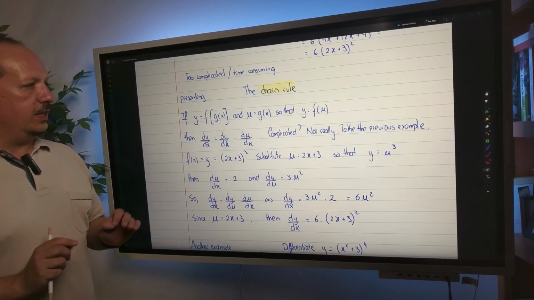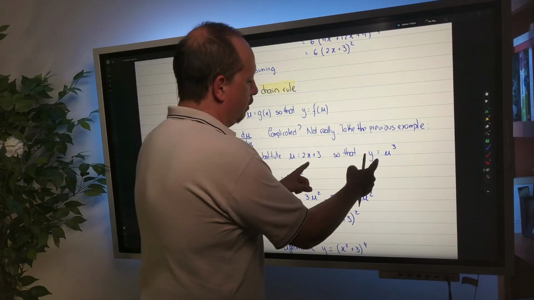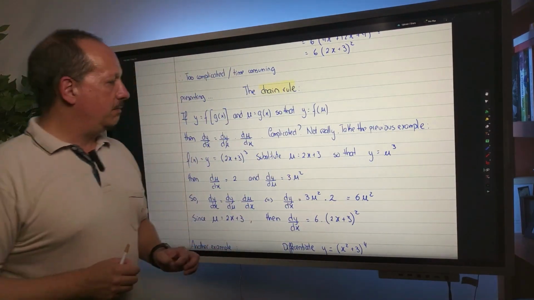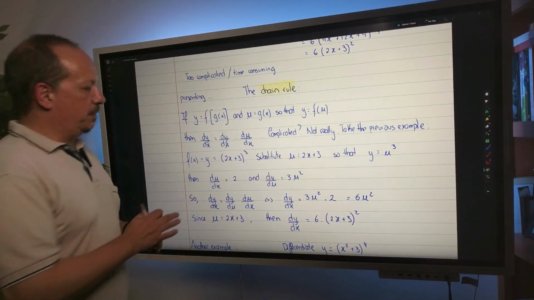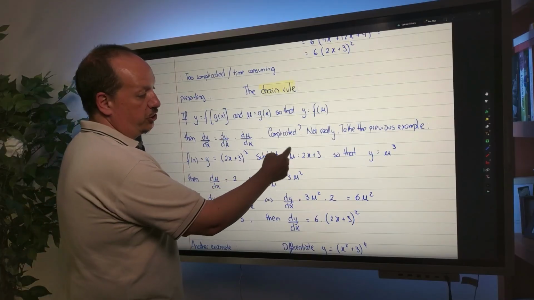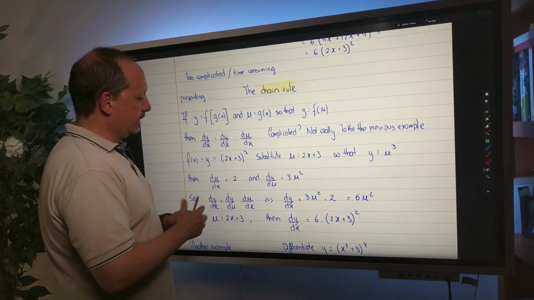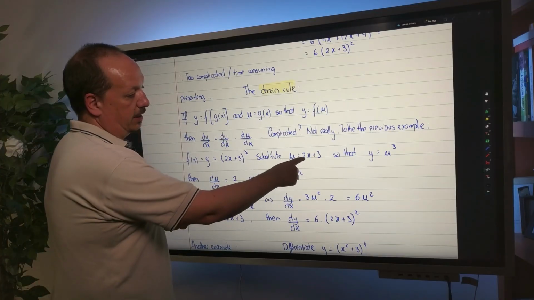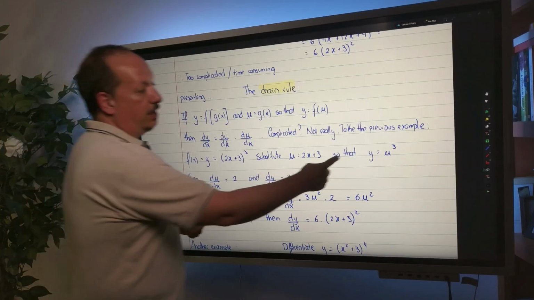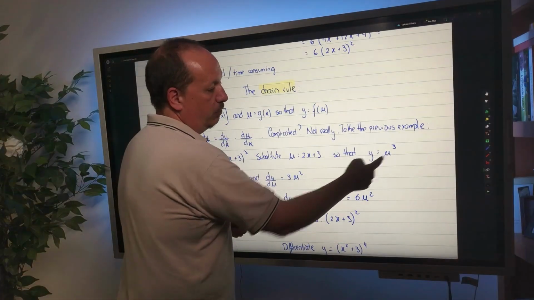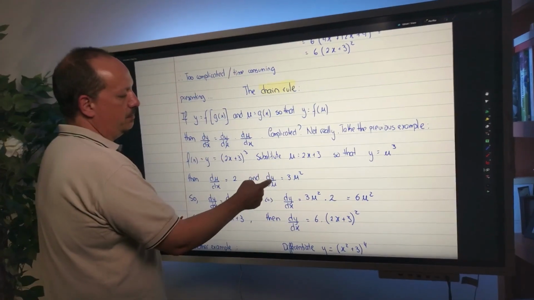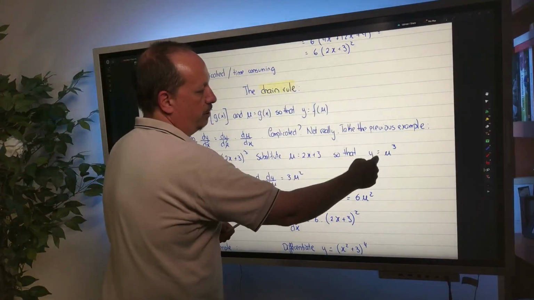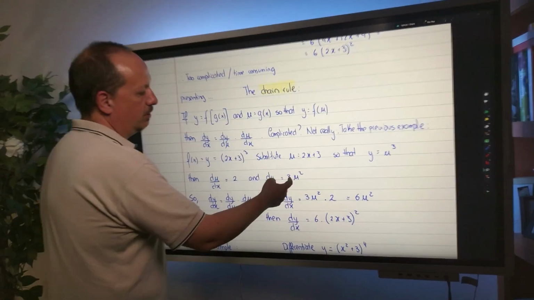What is the advantage of this? You can differentiate these very easily. This is basically, you are just differentiating u in relation to x, so du by dx, okay? And that is just 2. And here you are differentiating y in relation to u, so that's dy by du, and that is 3u to the power of 3 minus 1, that's 3u squared.